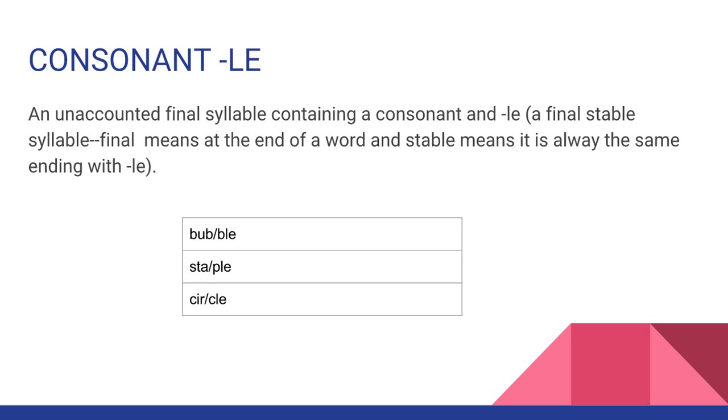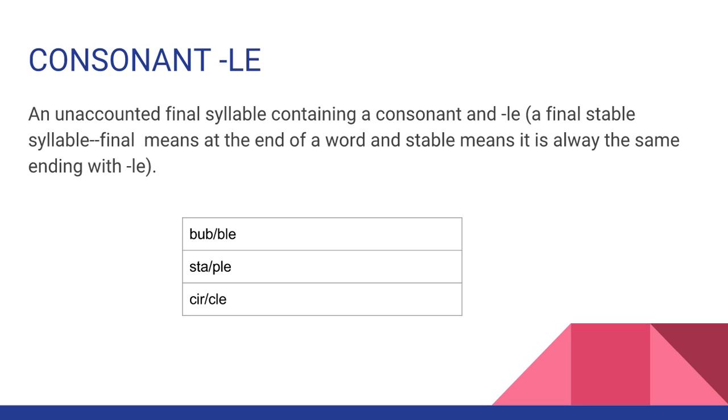Consonant-LE, an unaccented final syllable containing a consonant and an LE, sometimes called a final stable syllable. Final means it comes at the end of a word, and stable means it's always the same, consonant followed by an LE. Let's look at some examples. Our first word is bubble, divided between the two consonants, the two B's, ending with BLE, bull, final stable syllable.